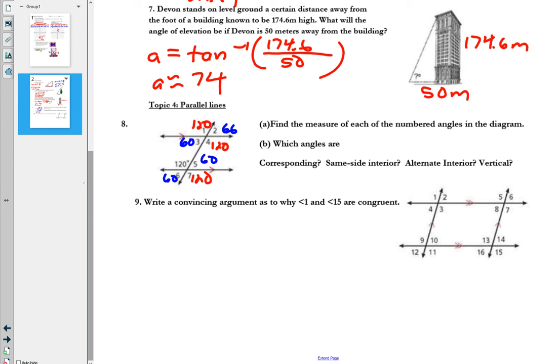So find the measure of each of the numbered angles. Well, I already did that. Maybe you have a little more time tomorrow, you can just write it out, like measure of angle 1 is equal to 120, measure of angle 2 is equal to 60. Make it look nice and pretty. But which angles are corresponding? We can write this out. Which angle is corresponding to 120?